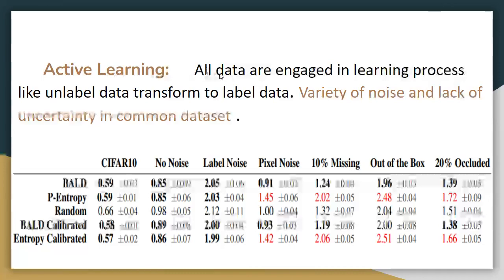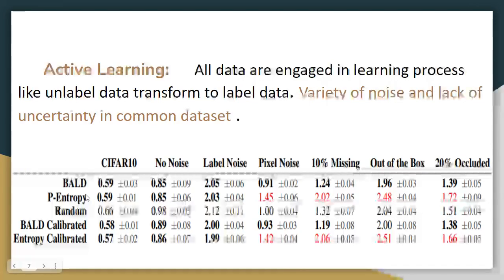Active learning. All data are engaged in the learning process, like unlabeled data transformed to labeled data. A variety of noise and lack of uncertainty in the common data set is the goal of this active learning. That means here is the noise and lack of uncertainty in this data. You can see that there is noise level detection and uncertainty detection.